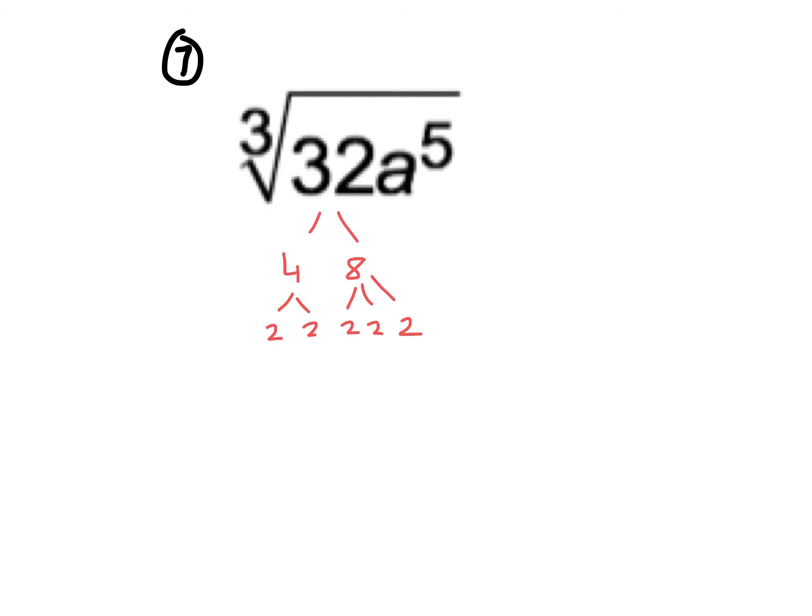We have to circle groups of how many? Groups of 3. So we have 3 2s here. So how many 2s are going to come to the outside? 1. And how many 2s are going to stay on the inside? 2. We do the same thing with our A's. Here we have 5 A's. So A times A times A.